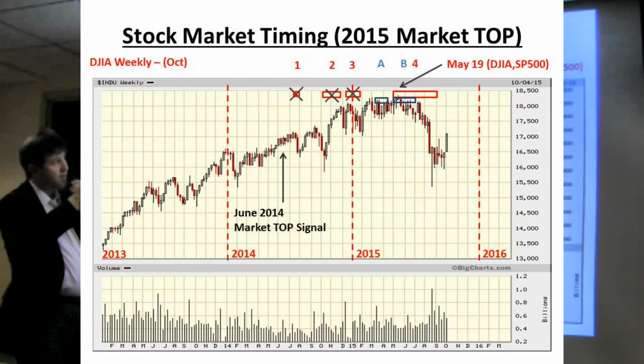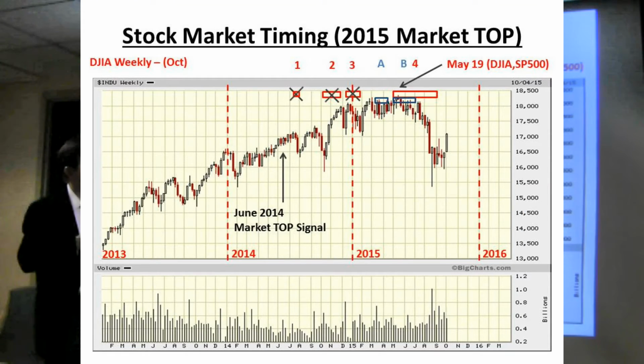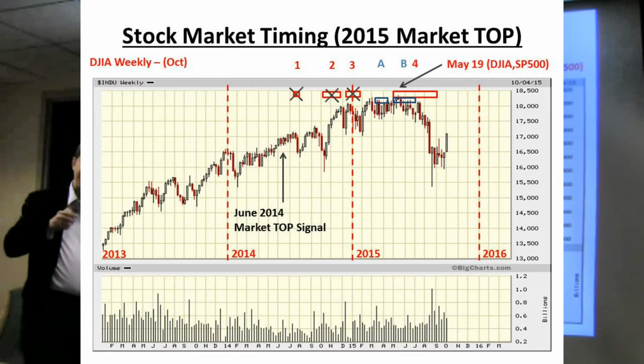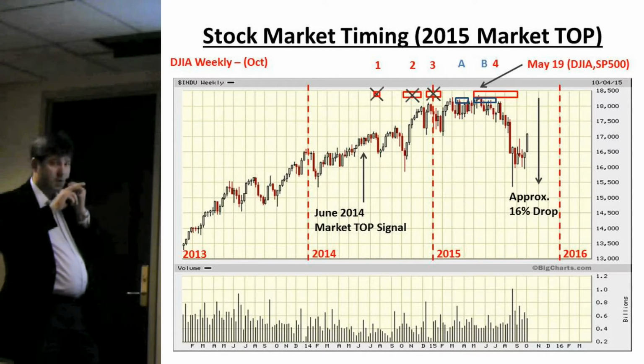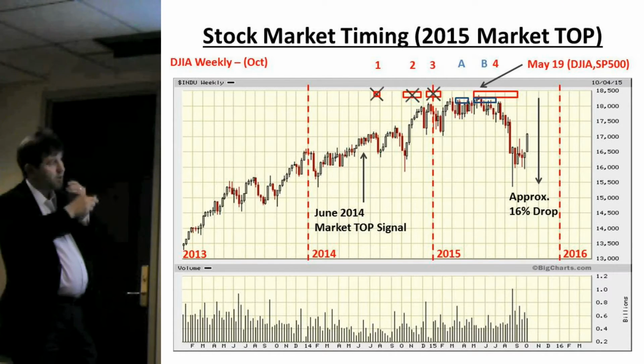The drop there, so there's the May top for both the S&P 500 and the Dow. The Nasdaq actually topped out a couple of months later, not May, but actually in July. So it went a little higher. It took a little longer to get to the top. But that drop there was 16%.